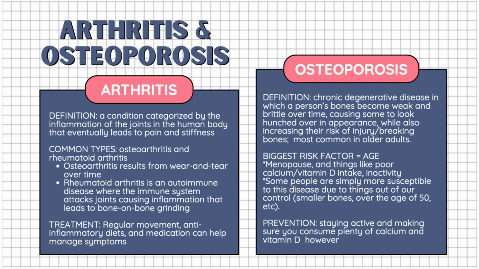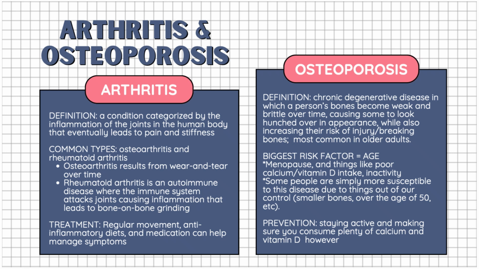And transitioning from that, we go to osteoporosis. Osteoporosis is a chronic degenerative disease in which a person's bones become weak and brittle over time, that causes some people to look hunched over in appearance. While it can also increase the risk of injury and breaking bones, I would like to mention that it is most commonly found in older adults.